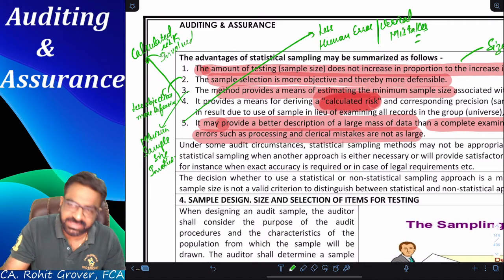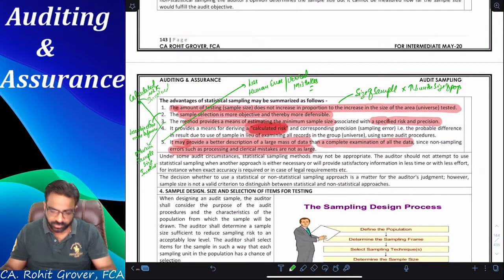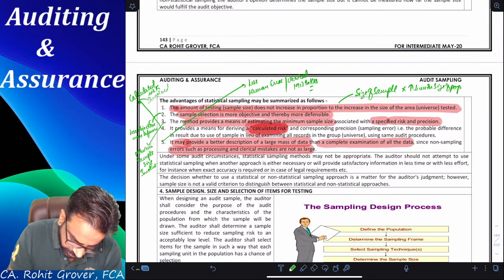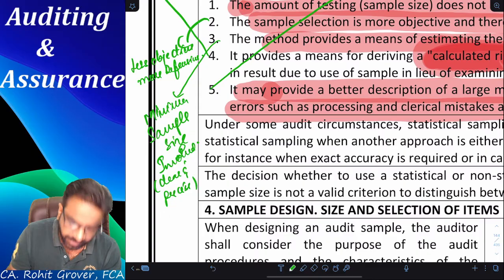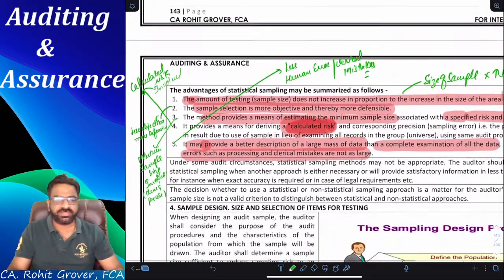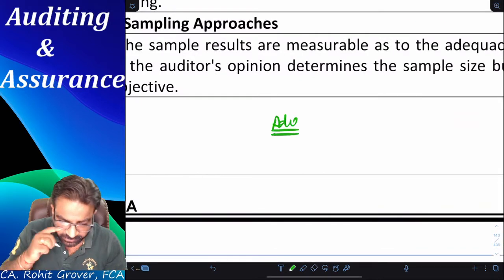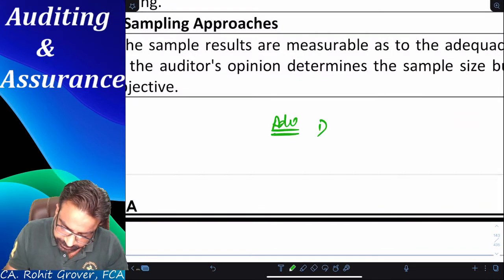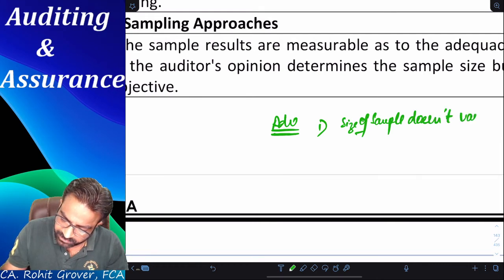Just remember these as the keywords to retain for a longer period of time. Did you get the point or not? So this is how you have to do it. In the fourth method, minimum sample size involved, clear and precise. So what are the 5 advantages of statistical sampling, everyone? Let's do the revision. Advantage number 1, size of sample varies or does not vary? Does not vary with what?